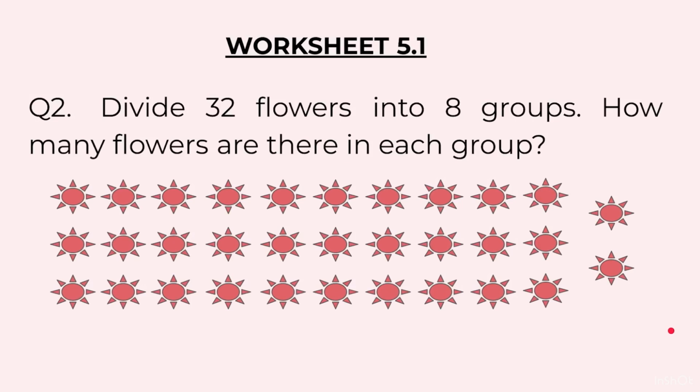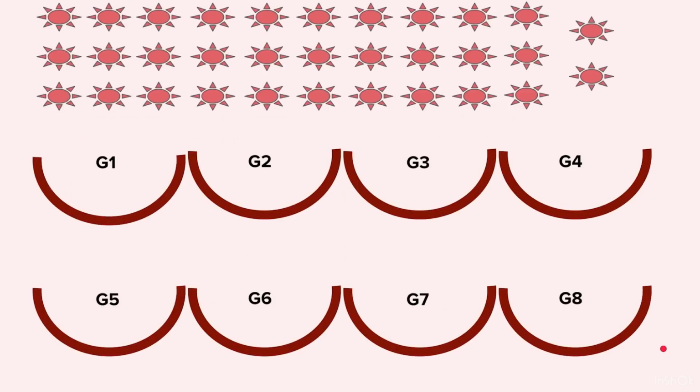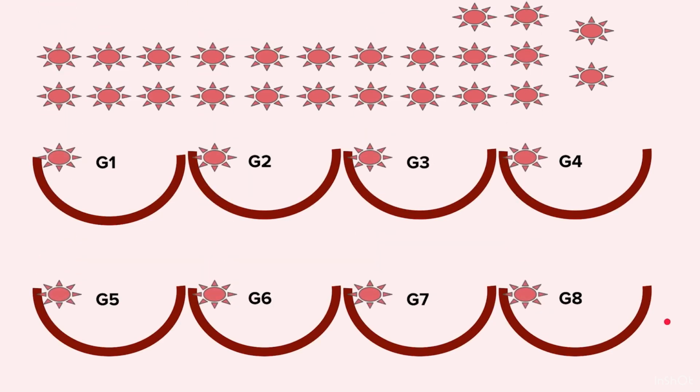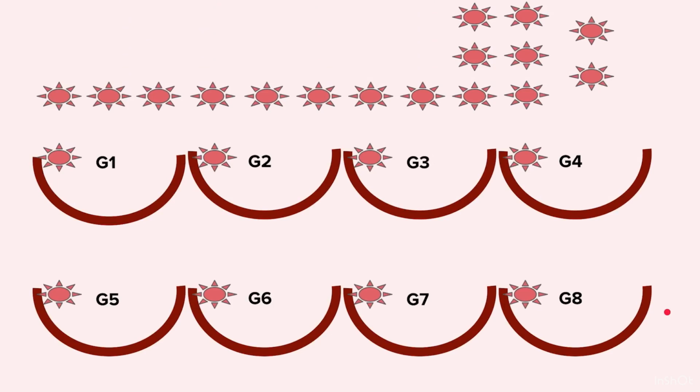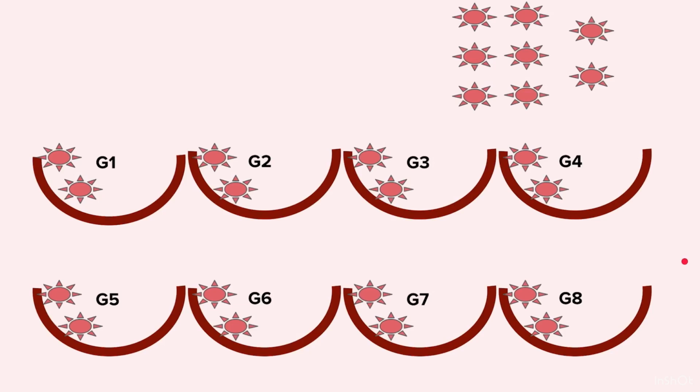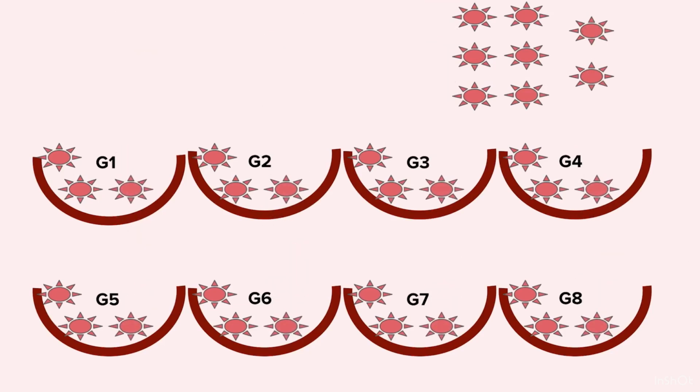Question 2 was divide 32 flowers into 8 groups. How many flowers are there in each group? So we will first make 8 groups. Now we will take flowers in sets of 8 and put 1 flower in each group. Again another set of 8 and again we will put 1 flower in each group. We will take one more set of 8 flowers, put them in the groups.